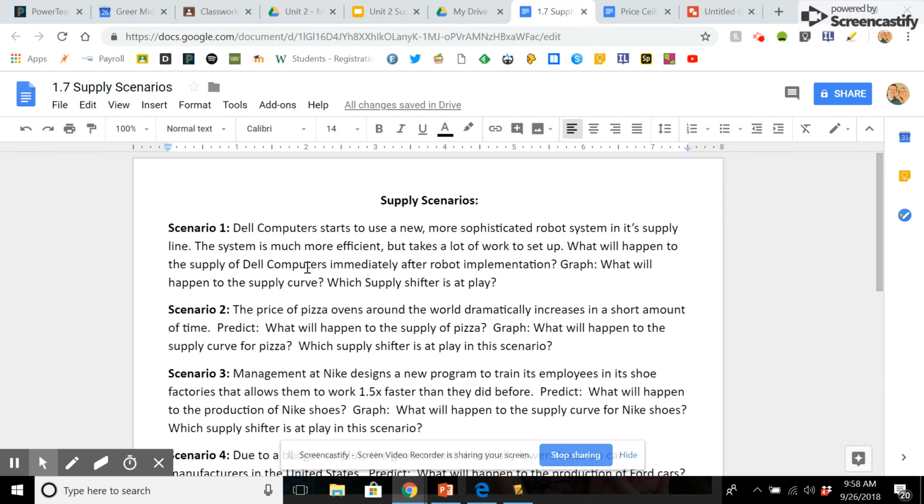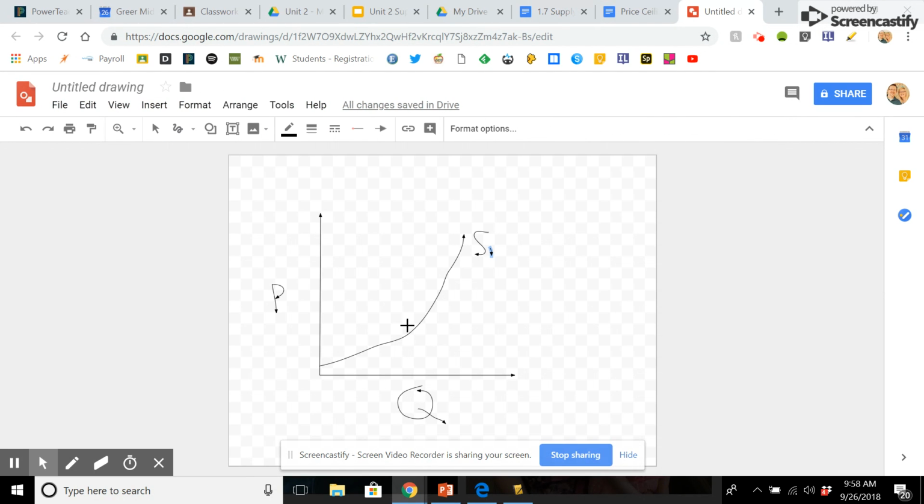So what's happening here? Well, we have a new technology, a new system, but it takes a lot of work to set up. So the question is asking immediately after robot implementation, what is the supply shifter at play? Well, the supply shifter would be a new implementation of technology, okay? And this is going to lower supply for a short period of time, and just slightly. I mean, it's not going to lower it by a lot. So you're going to have your supply line here, right? And it's going to just decrease slightly. It's going to go in a little bit, okay?